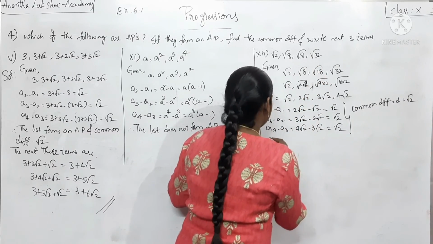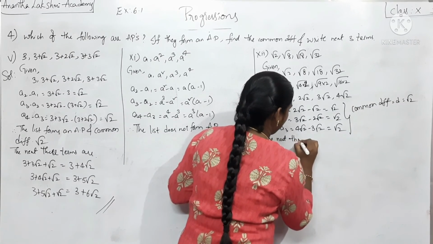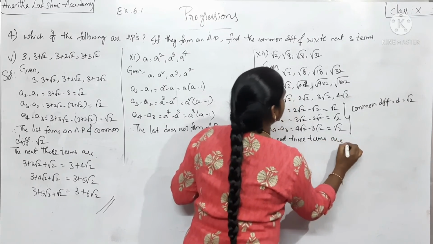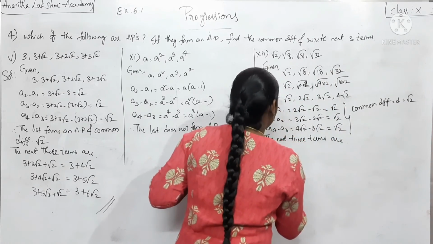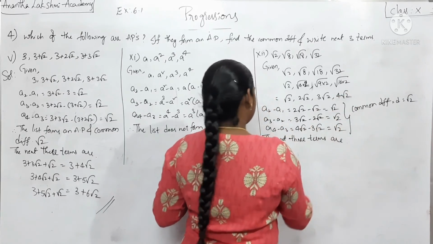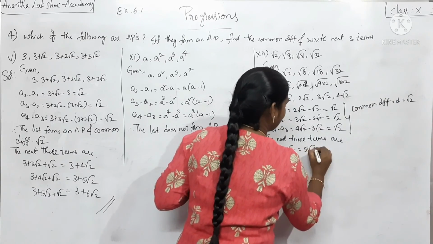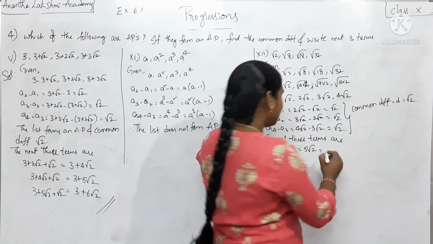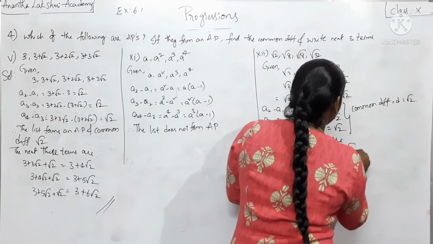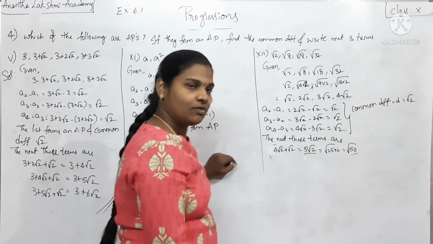So that way the next three terms are, what is the last term? Root 32, right? Or simply we wrote it as 4 root 2, right? 4 root 2 plus root 2, which is nothing but 5 root 2. If you take this 5 inside the root, that becomes 5 square, 25 into 2, which is root 50. Either you can simply write it as 5 root 2 or root 50 is also fine.